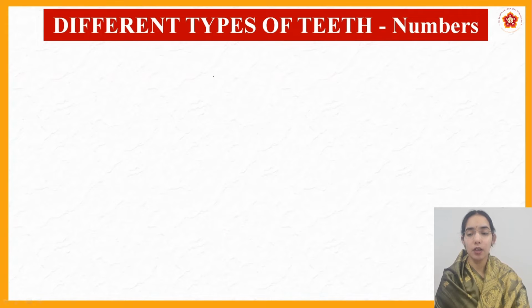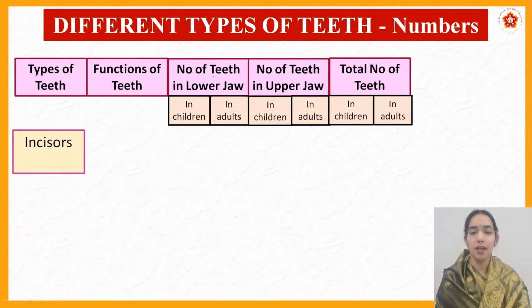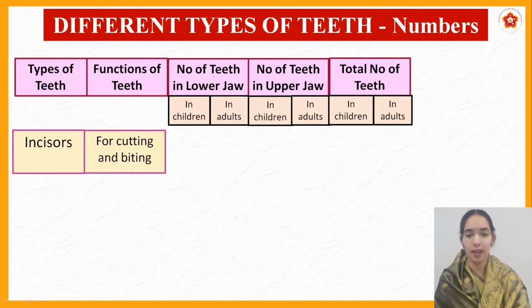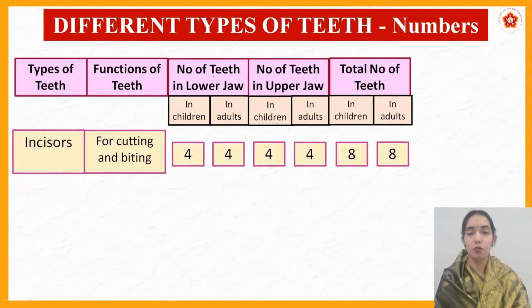Now let's see in what numbers these different teeth are present in us. So the first type of teeth are incisors and they are used for cutting and biting. Now try counting how many incisors are there in your lower jaw and how many are there in your upper jaw. So they are 4 in lower and 4 in upper. So in total we have 8 incisors.